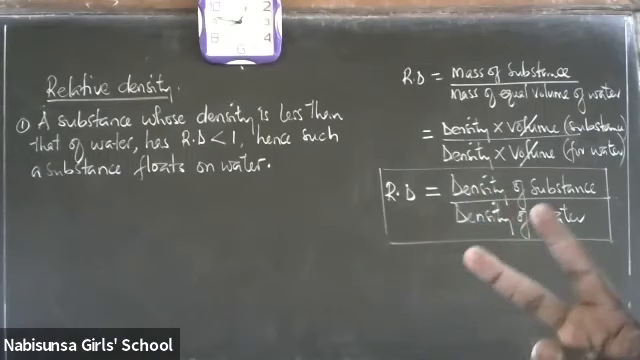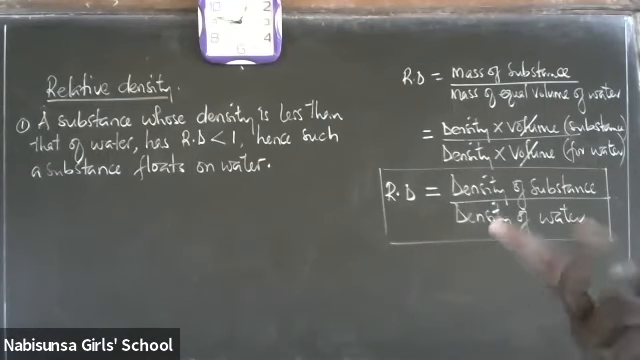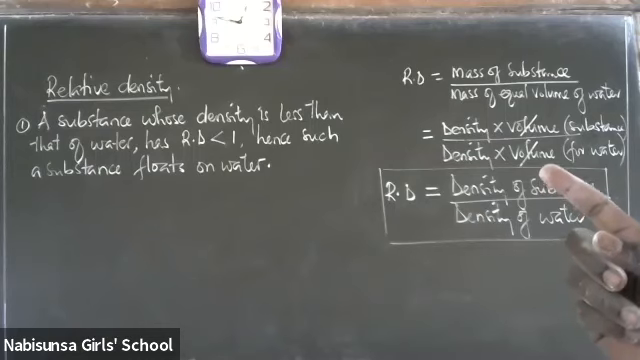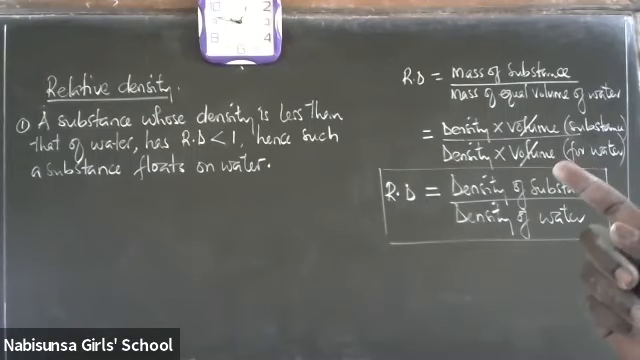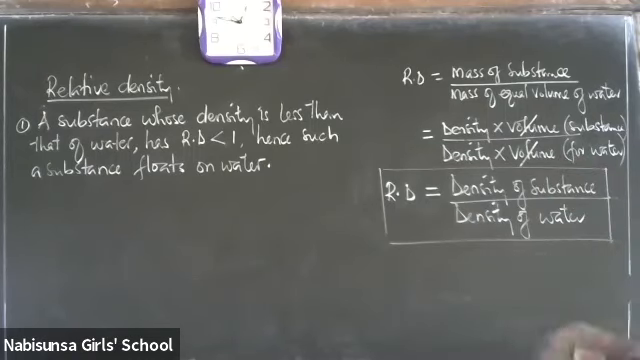Yes, teacher. There are two concepts we have to learn from that statement. Since the density of the substance is less than that of water, concept number 1, its relative density must be less than 1. Concept number 2, it will float on water. And I was saying floating on water does not mean it can float in any other liquid. Here we are talking specifically about water.